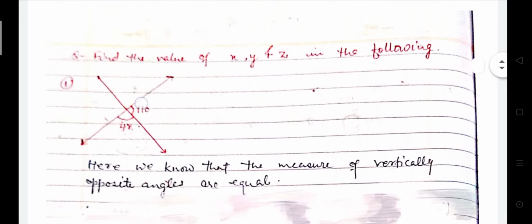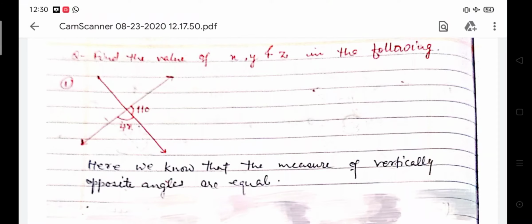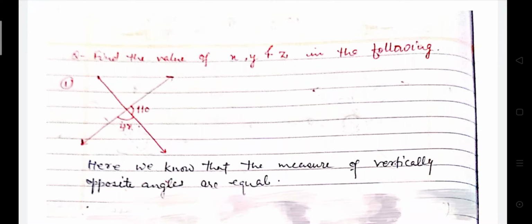This angle is 110 and this is 4x, an unknown quantity, so we need to find the value of this unknown quantity. According to the figure, we can also see that vertically opposite angles are formed. But here we need not apply the definition of vertically opposite angles.